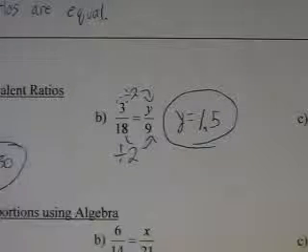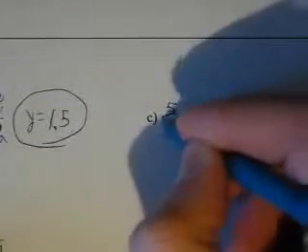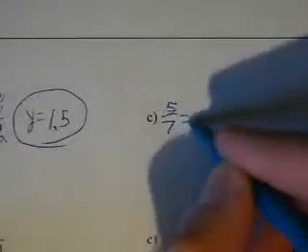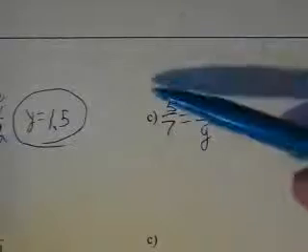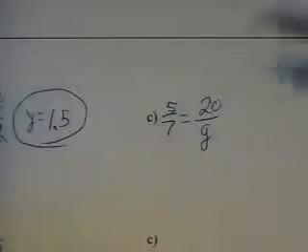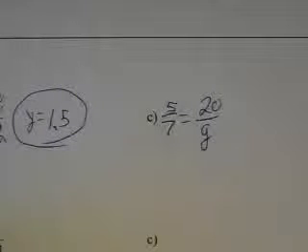Okay? Let's look at letter C. Now, letter C, same idea. I want you to look for a pattern. The problem will be 5 over 7 equals 20 over G. 5 over 7 equals 20 over G. I would like you to pause the video, do the problem, and hit play when you're ready to continue.